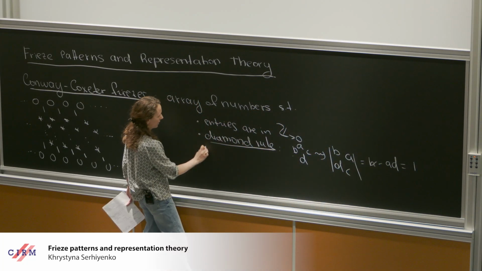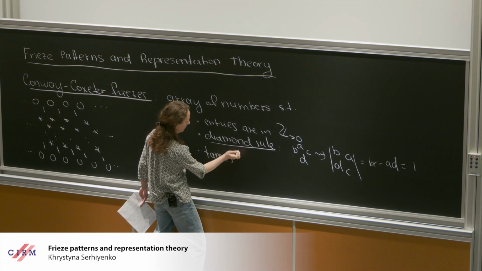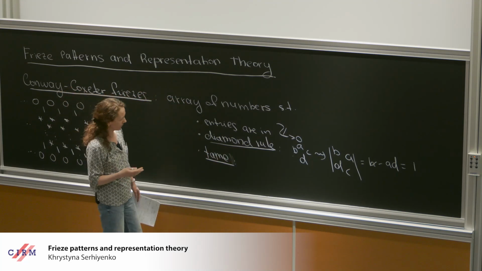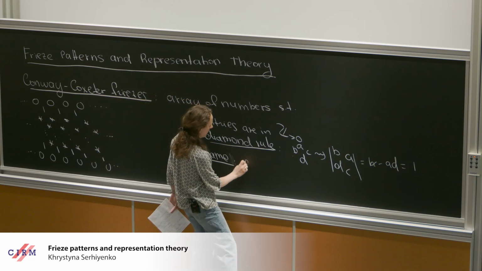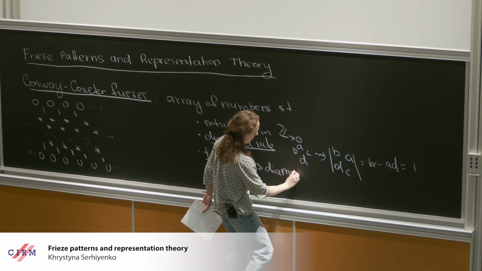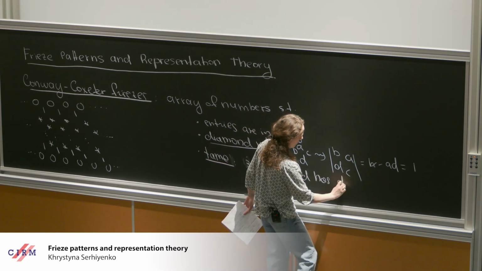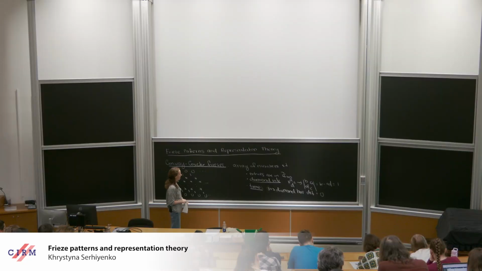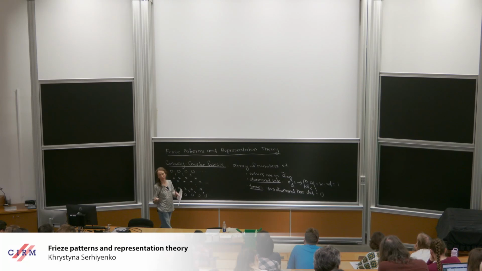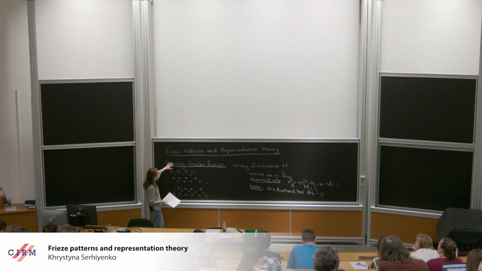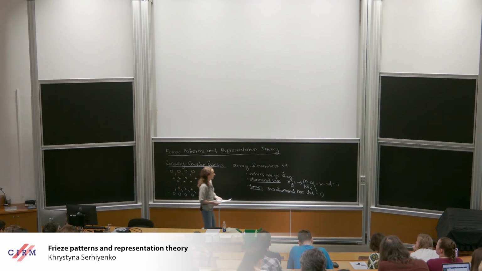And the last condition is called tameness, or let's just say tame. We always assume our frieze patterns are tame, which means that a 3x3 diamond has determinant equal to 0. So if you consider a 3x3 diamond, you turn it to the side, make it into a matrix, and take its determinant, then that is 0. These were introduced and studied by Conway and Coxeter in the 70s. And then we have this very nice result.